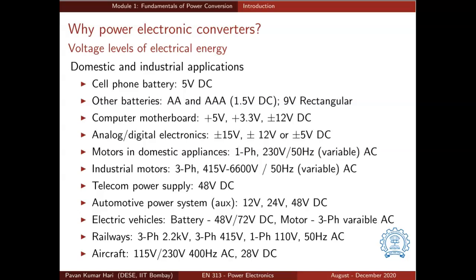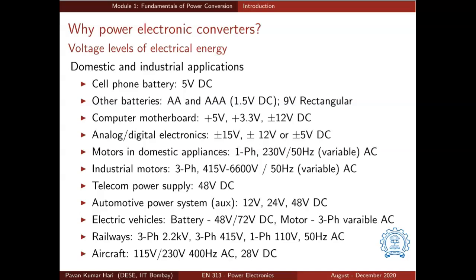So we need a device which converts the single phase 230 volts 50 Hz AC to 5 volt DC, which is a power electronic circuit or converter, and that is nothing but our cell phone charger. You can take a look at the input and output specifications of your phone charger, which are usually printed on its casing. Similarly, we have other alkaline batteries of AA or AAA size. There is even a quad A size, which are rated at 1.5 volt DC. Some rectangular batteries are rated for 9 volt DC.